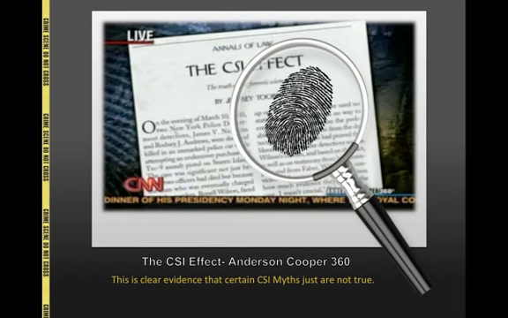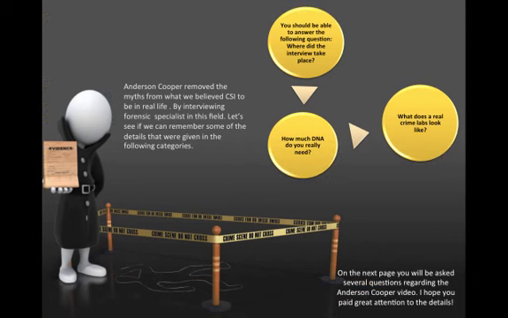Okay, rookies, I hope you paid attention to the CSI effect of Anderson Cooper. This is clear evidence that certain CSI myths are just not true. Anderson Cooper removed the myths from what we believe CSI to be in real life by interviewing forensic specialists in this field. Let's see if we can remember some of the details that were given in the following categories.